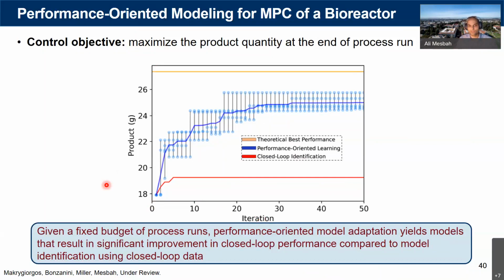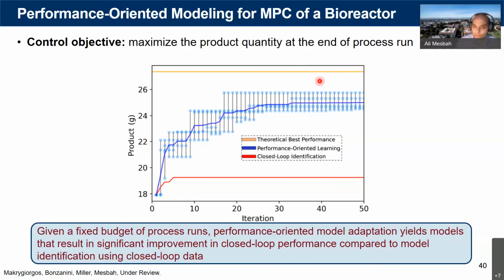Whereas what you see in this performance-oriented model learning using Bayesian optimization is depicted by this blue profile. And you can clearly see that given a fixed budget, right? Again, this is important. We have a fixed budget. Given a fixed budget, you can really push the performance toward the theoretical best performance through learning the model in a performance-oriented way.